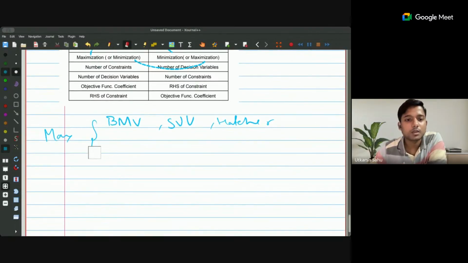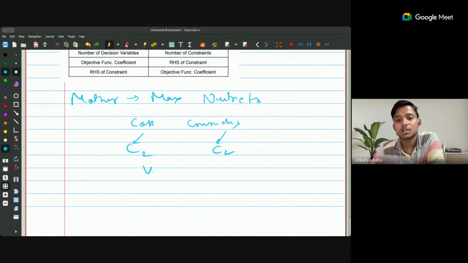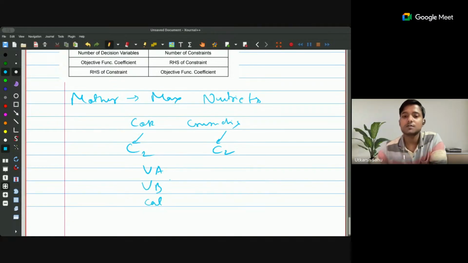Let me try. The thing was, there was one mother. She wanted to maximize the nutrient intake of her kids. She had two options: cookies and crunchies. There is some cost related to these, let's say C1 and C2, and then they give some nutrition. Let's say this gives vitamin A, vitamin B, and some calories. She had constraints that her kids should get this much vitamin A, this much vitamin B, and this much total calories, and she can make combinations of these.